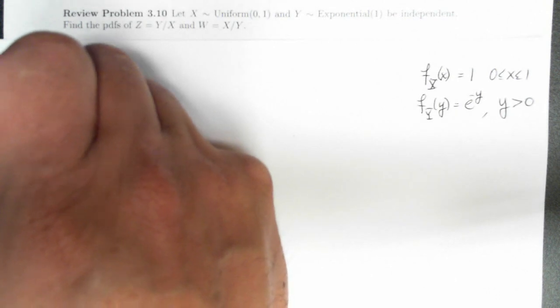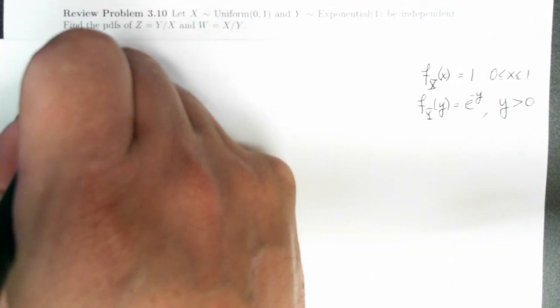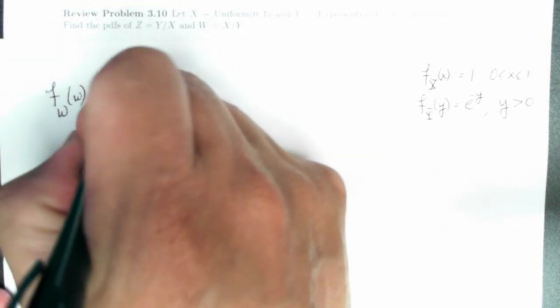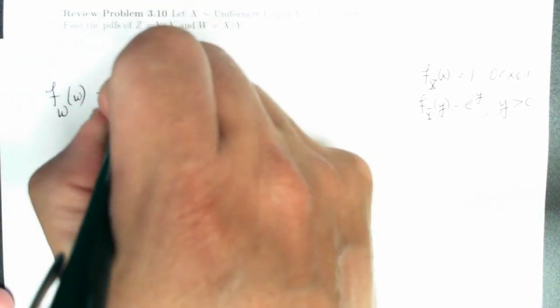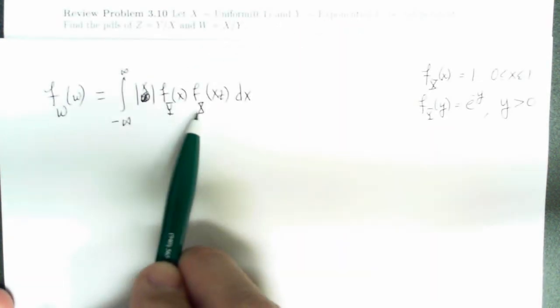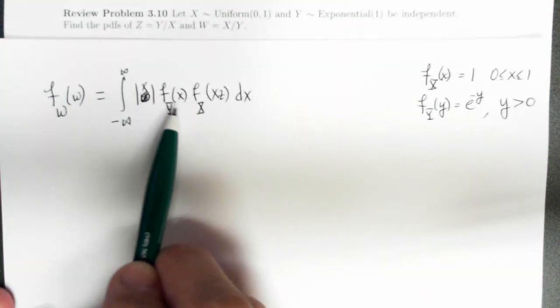Now interchanging the roles of x and y in my integral, the PDF for this quotient, and I'll put this in terms of w this time instead of z. Same formula, integral from minus infinity to infinity, absolute value of x, times the PDF of y evaluated at x, times the PDF of x evaluated at x times z dx, where I've switched the roles of x and y here.